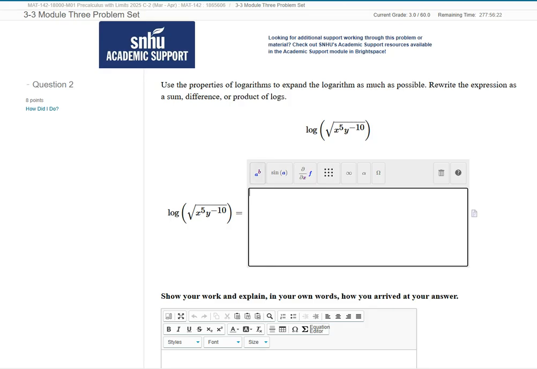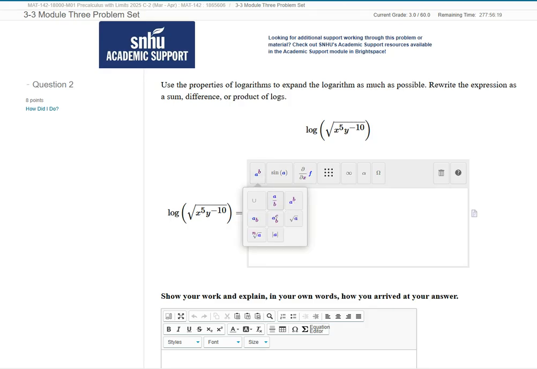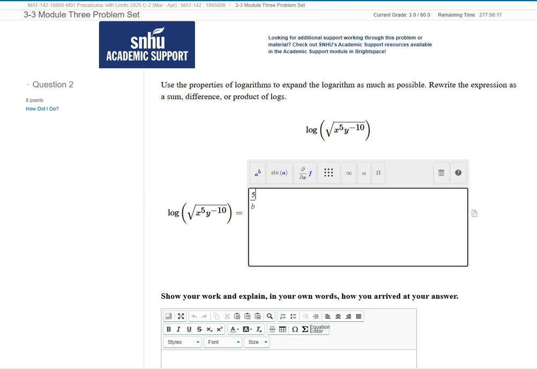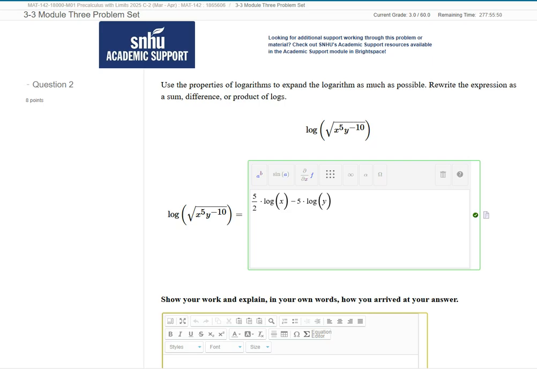And let's see, I need a fraction. So a over b. 5, backspace it, 2, scroll over, and then times log, I'm going to put the x in parentheses, and then minus 5 times log of y. How did I do? Yay! The end.